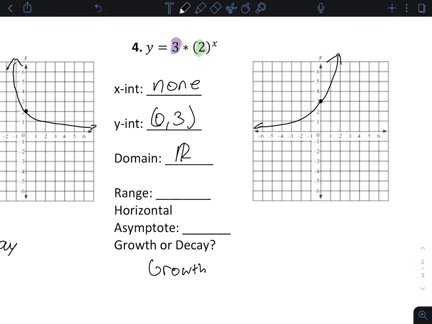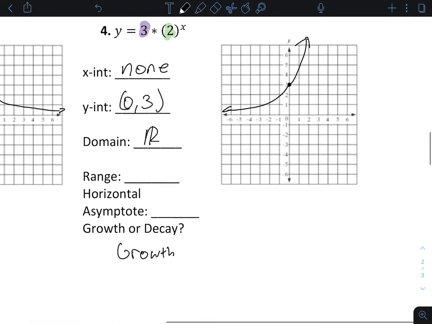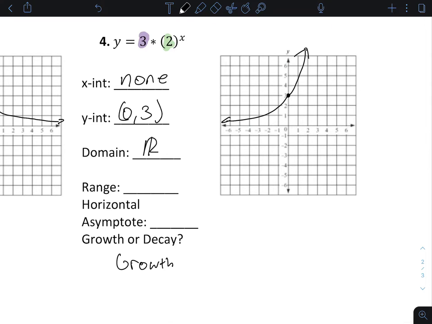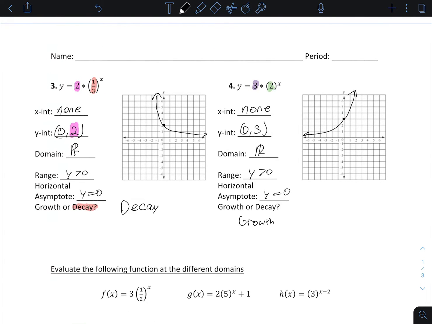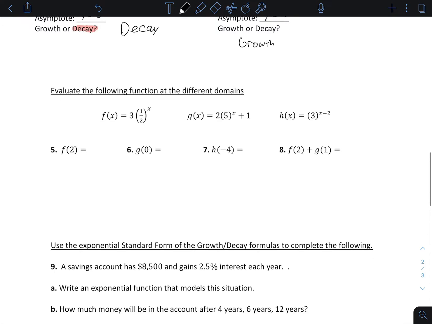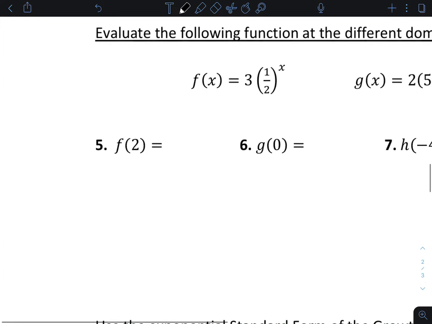My domain always for exponentials is all real numbers, unless we have a real world situation. And then my range, again, it's going to be y is greater than 0 solely because we have an asymptote at y equals 0. And that's 1 through 4. 5 through 8, we are just evaluating. We did this 2 weeks ago, but now in this case, we have exponentials.